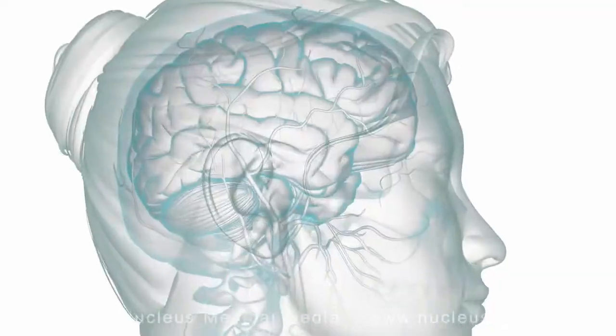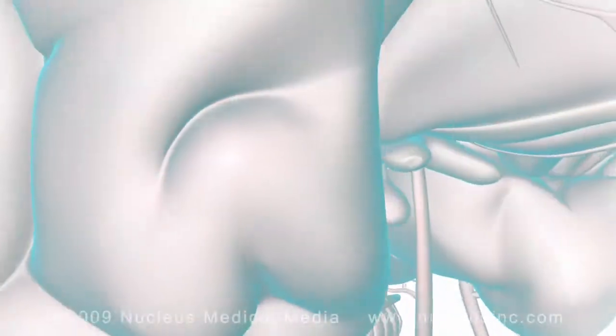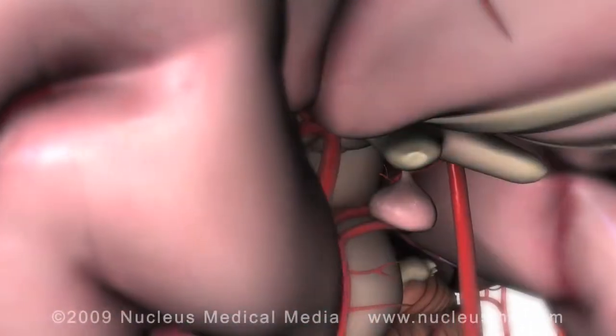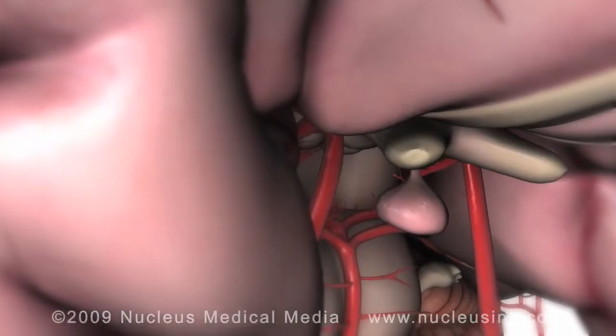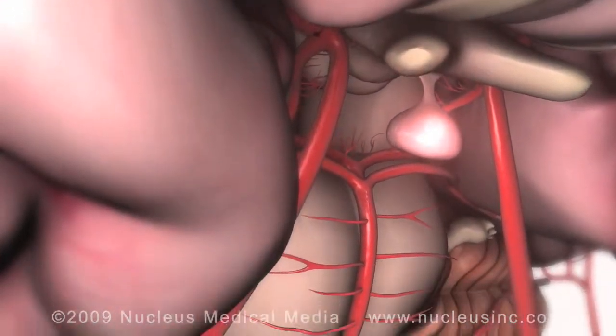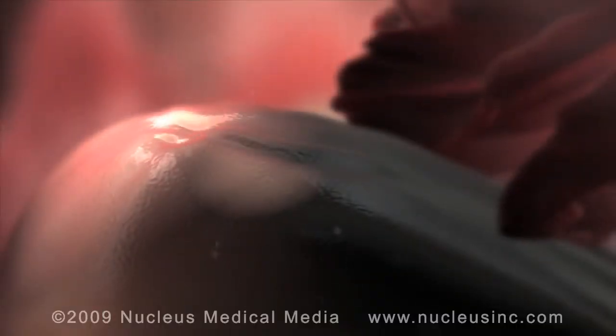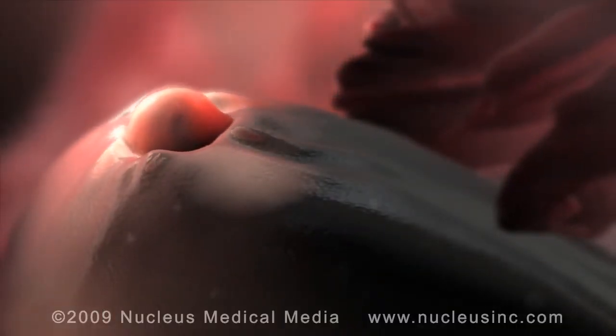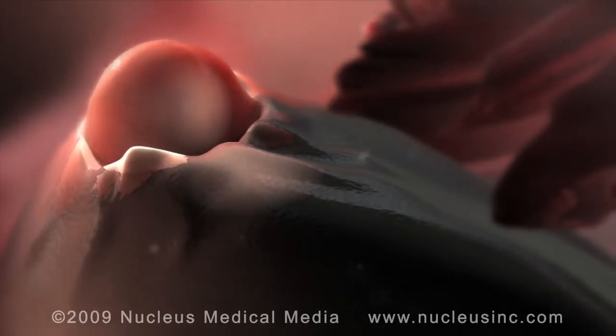When the estrogen reaches the hypothalamus and the pituitary gland in the brain, the anterior, or front, part of the pituitary gland releases a huge surge of luteinizing hormone into the bloodstream. Around day 14, luteinizing hormone causes the follicle to undergo a sudden growth spurt.